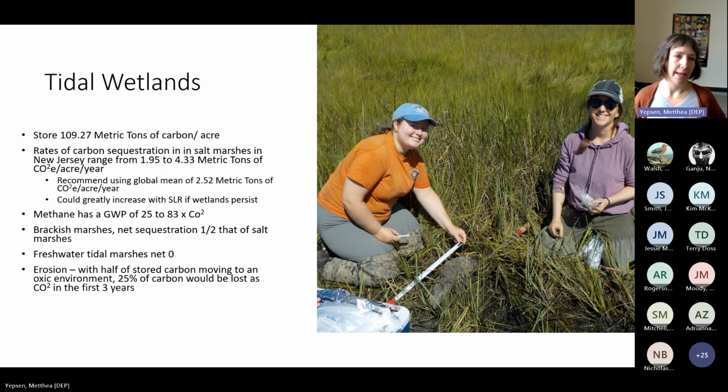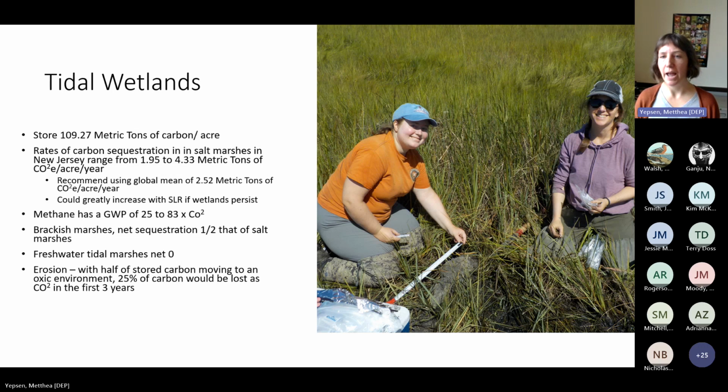So for tidal wetlands, we wanted to figure out how much carbon is sequestered in the tidal wetland soils in the state, and at what rate that carbon is accruing. So based on some global estimates that align pretty well with what's been found in New Jersey, tidal wetlands store around 109 metric tons of carbon in the top meter of soil. For anyone who's ever worked in tidal wetland soils, you know that the rich carbon soils often are much thicker than 1 meter deep.